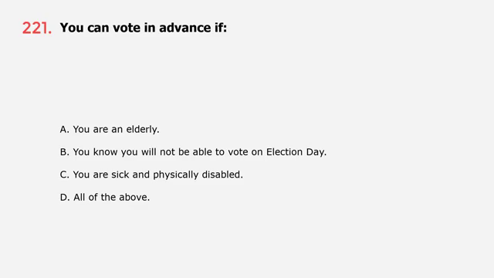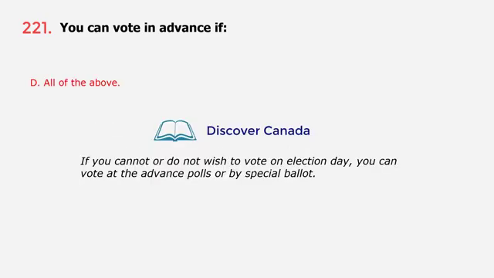Question 221. You can vote in advance if A. You are an elderly. B. You know you will not be able to vote on election day. C. You are sick and physically disabled. D. All of the above. The answer is D. All of the above.